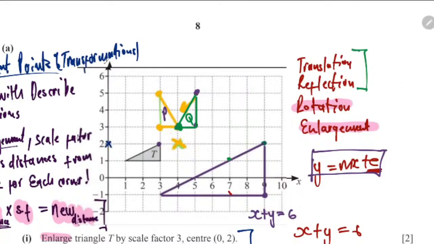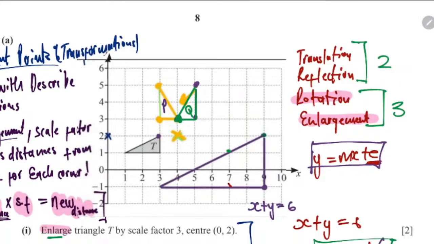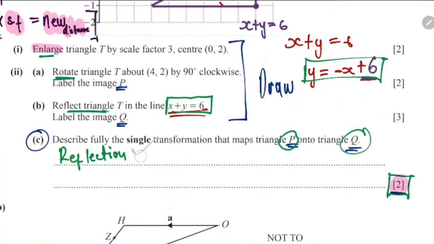So that's for 2 marks. So these are the ones that give you 2 marks. For here, if you see a question saying describe and it has 3 marks, then automatically we know it's only a rotation or enlargement. All right, so far you have the 1 mark for saying translation.